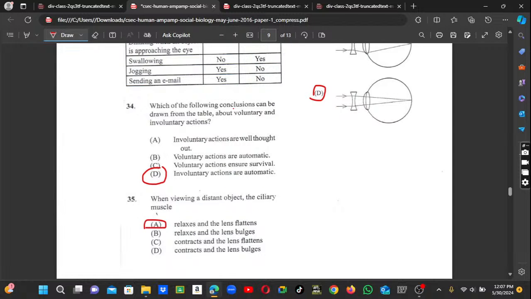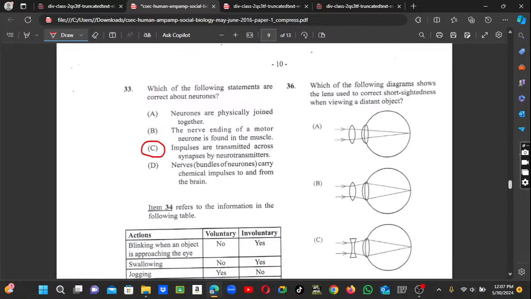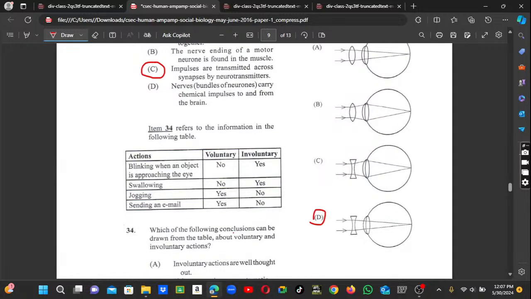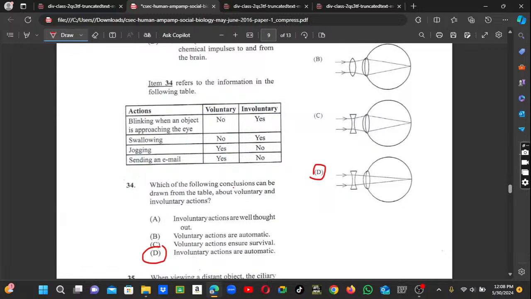All right, good. Moving forward. Number 36 says which of the following diagrams shows the lens used to correct short-sightedness when viewing a distant object. So far we have seen that this here would be a close-view object, so this would be a closer view. We can see that the pupil is getting smaller each time. So the suitable one here would be D. As the pupil gets smaller, the visual image right here gets larger. So this is a distance viewer.